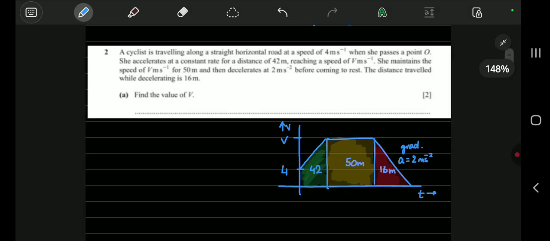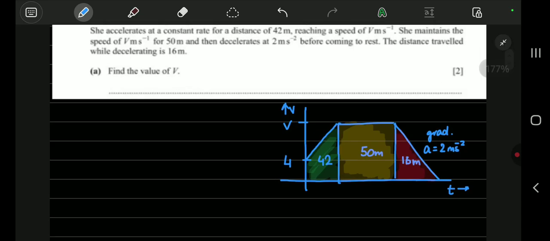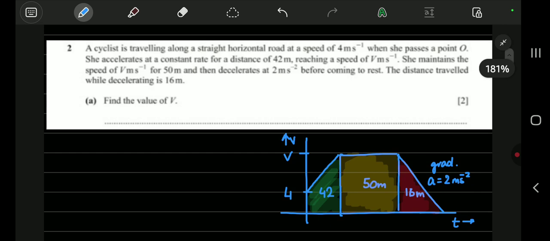Now we have to find the value of v. Okay, what information do we have out of all this? In the first part, the information that we have is that it started from 4 to v. The second is, in the second part of the journey we have v, but we don't know the time. Okay, in the last part of the journey, there is a major piece of information that we have, that is acceleration. So we can use that to find the velocity.